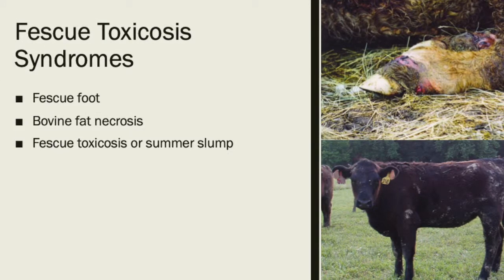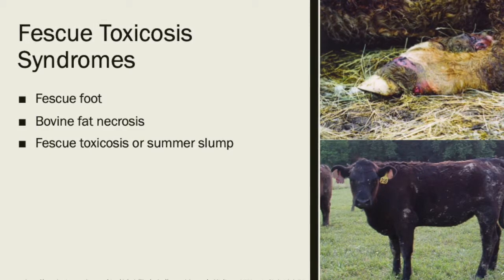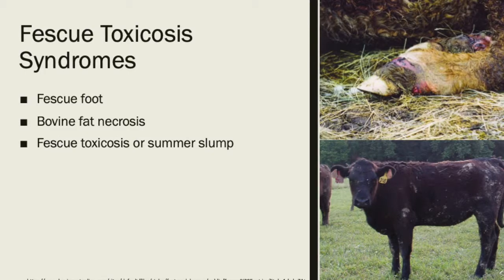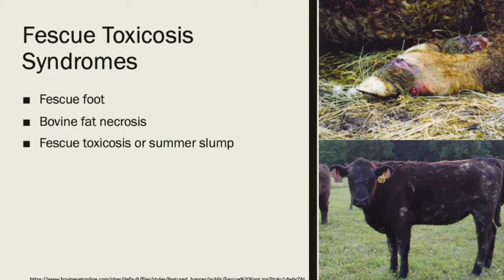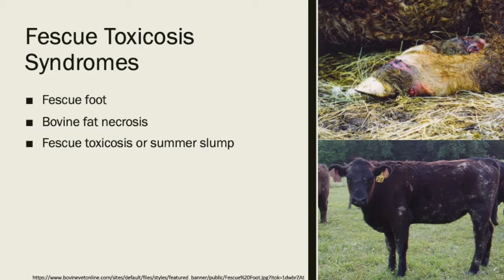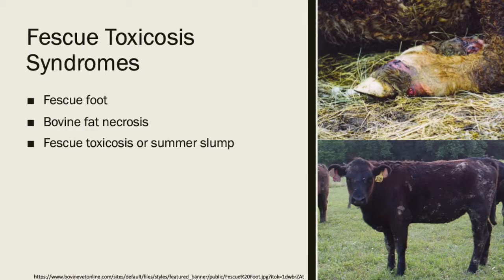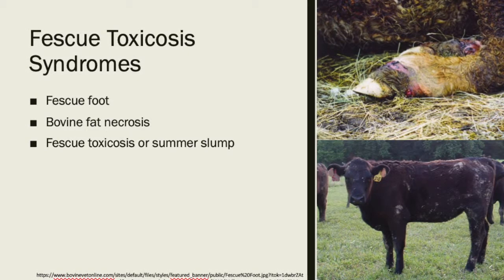The next is bovine fat necrosis. Hard masses of fat occur in the adipose tissue, primarily in the abdominal cavity. Necrotic fat lesions are most common in the fat surrounding the intestinal tract and can go all the way to the rectum. This would cause upset digestion and difficulty birthing.